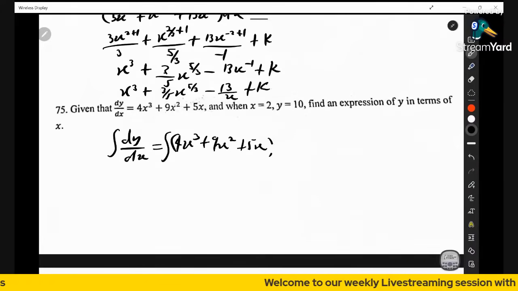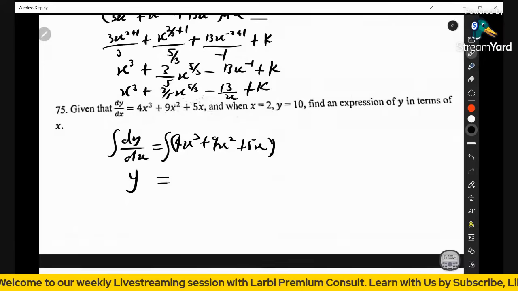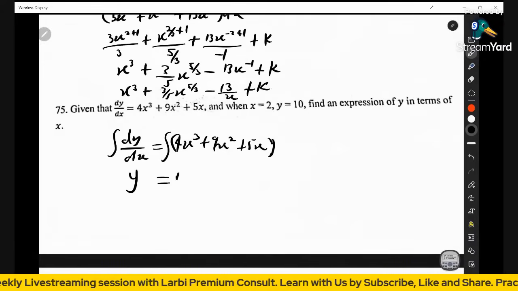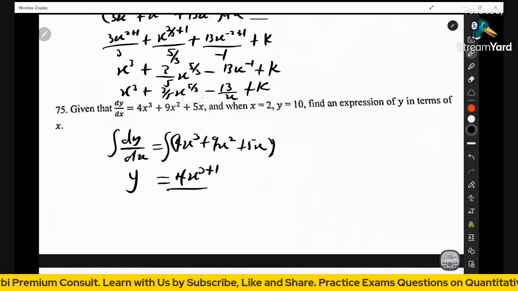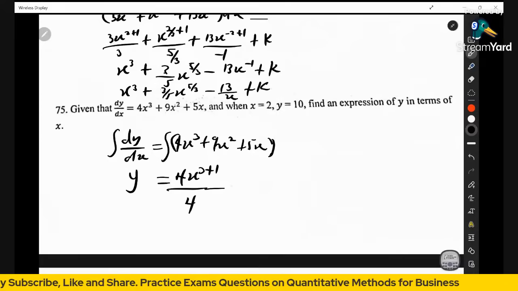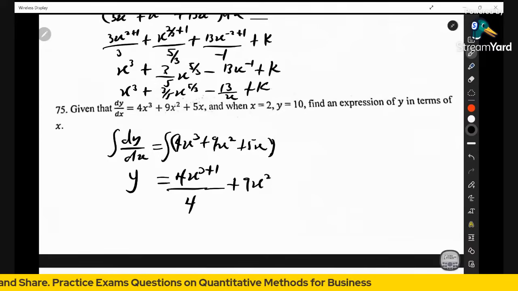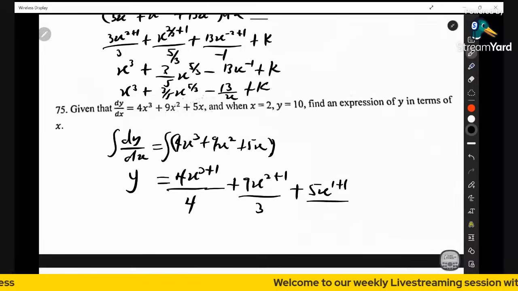Okay, so when I integrate the dy over dx, I get y, just reversing everything back to its original form. So the integral of this is 4x to the power 3, just add 1 to the power, divide by the result of the addition of the power, which is 4. Okay, so we have 9x squared plus 1 divided by 3. Then we have here 5x to the power of 1 plus 1 divided by 2.